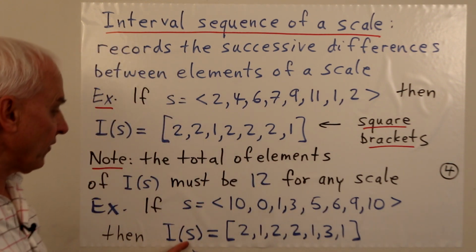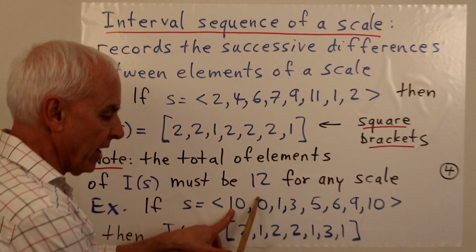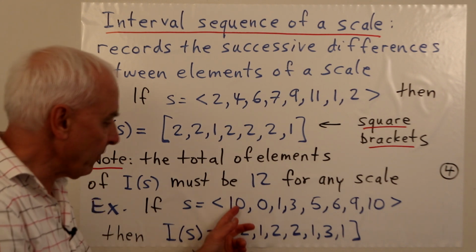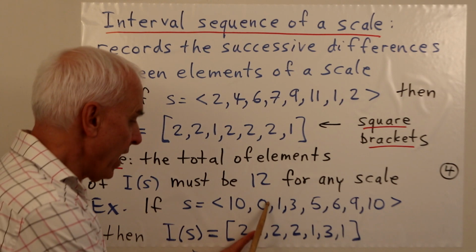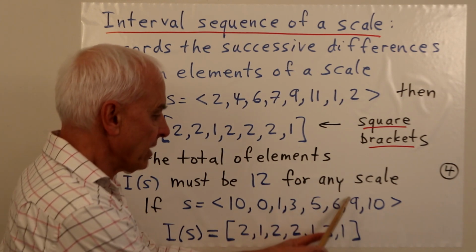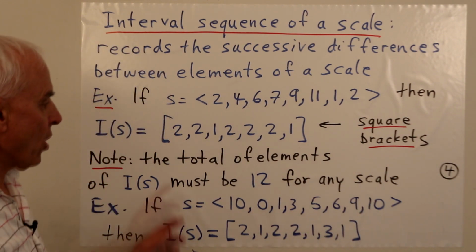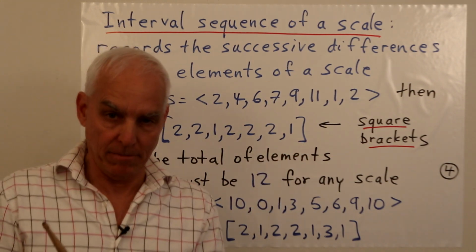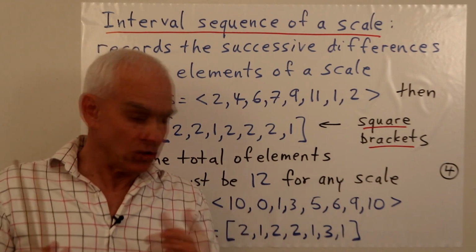And the interval sequence for it is, really the difference here. So this is like 0, but it's effectively the same as 12. So there's a step of 2 to go from the 10 to the 0. So that first thing is 2. And then a step of 1, and then a step of 2, and then a step of 2, and then a step of 1, and then a step of 3, and then a step of 1. So this is hopefully easily recognized as a major scale. That's the integer sequence that characterizes a major scale.